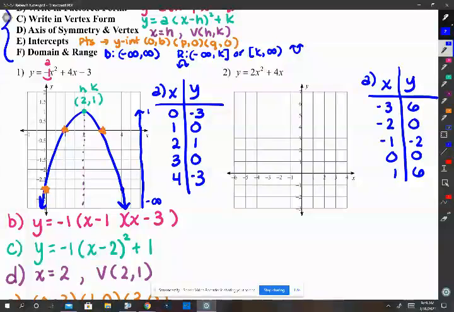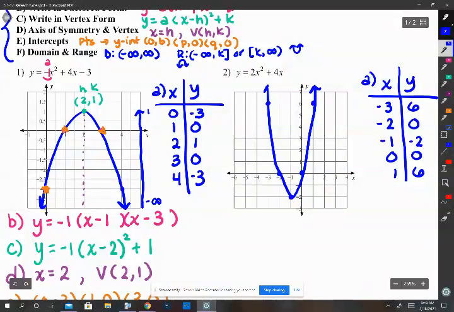So when we go to graph these, we're at -3, 6. We're at -2, 0. We're at -1, -2, 0, 0, and then 1, 6. So again, notice how it creates that U shape. When you look at your graph, again, we have this a value in front of x squared.